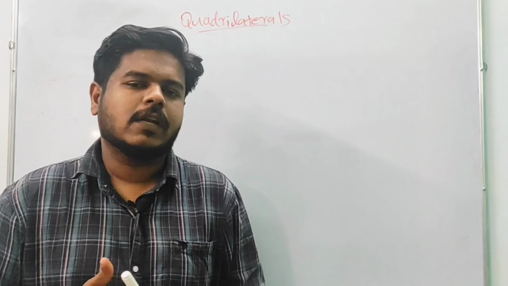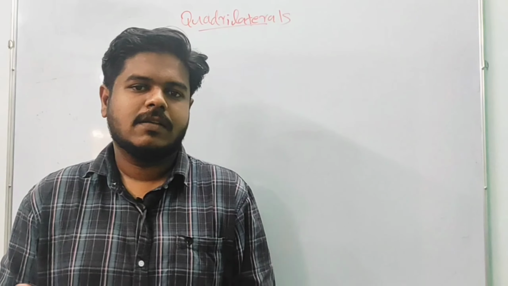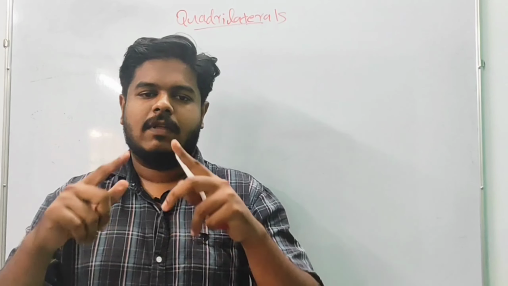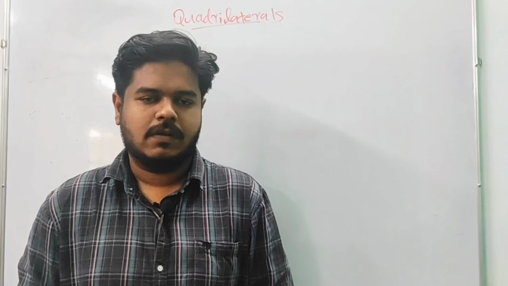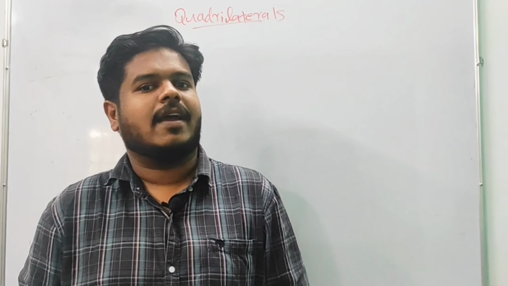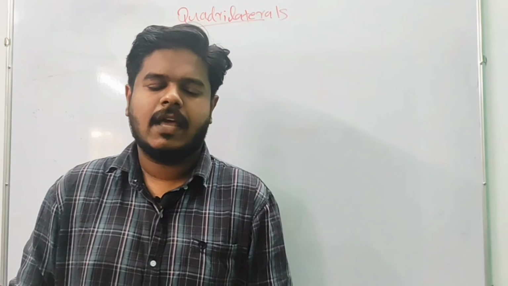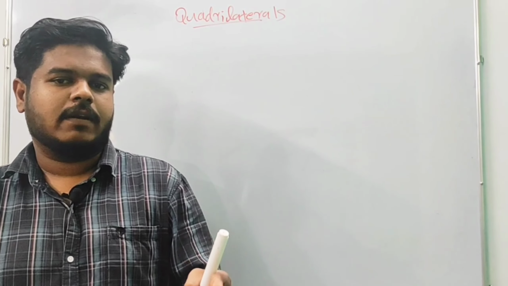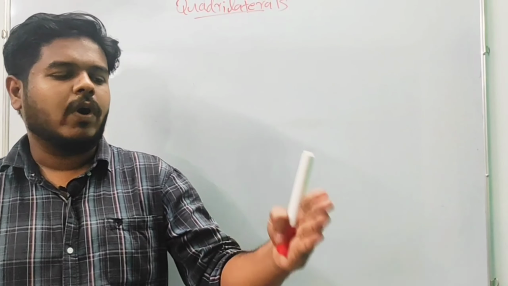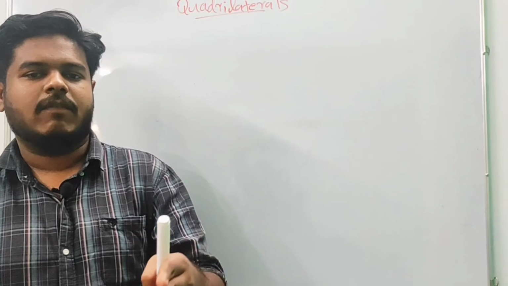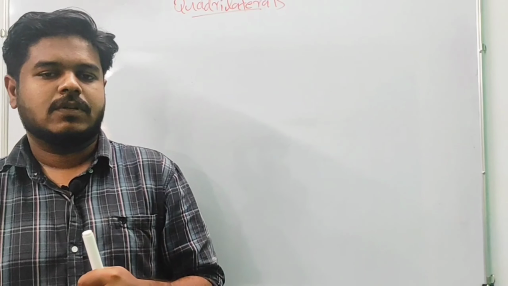So what is the first polygon? The first polygon is a triangle, right? So we can draw a polygon if we have three sides. It's a closed figure. A triangle has three sides, three angles and three vertices. Like that, we have the second polygon as the quadrilateral. So a quadrilateral is a polygon having four sides, right?